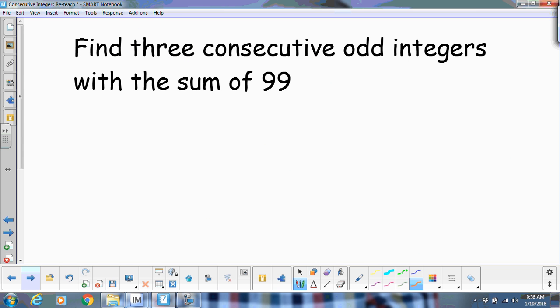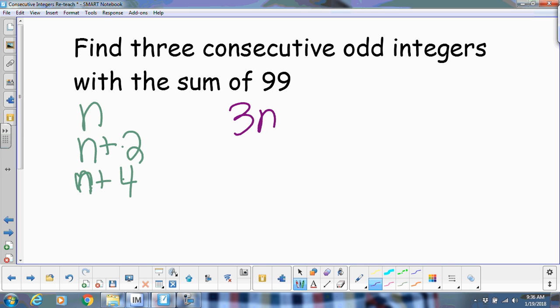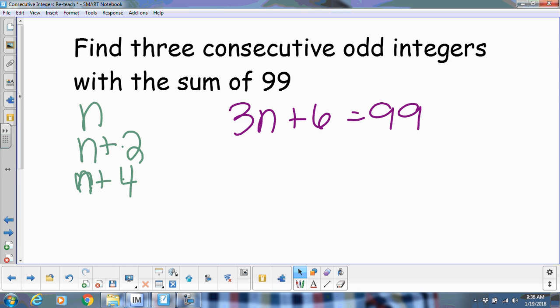Okay, 3 consecutive odd. So look back at your first page up there where you have your symbols. Consecutive odd is going to be n, n plus 2, and n plus 4. The sum of those gives me 3n plus 6, which is going to equal 99. All right, go ahead and solve out that equation.